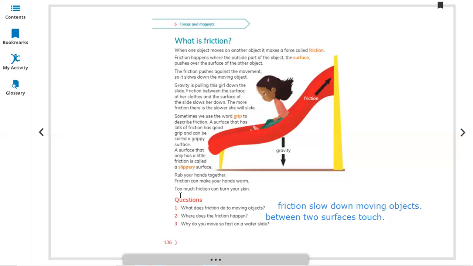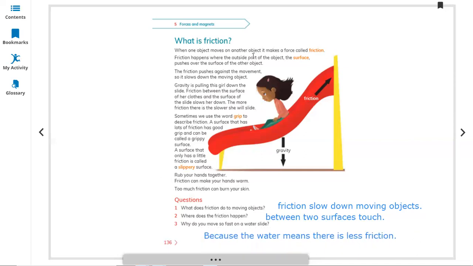Actually, what happened? Water slides are faster. Why? Because there is very little friction. When you put water, it's a little bit more, but if you put oil, you can move even faster, and there is less friction. There is less friction, so you can move faster.